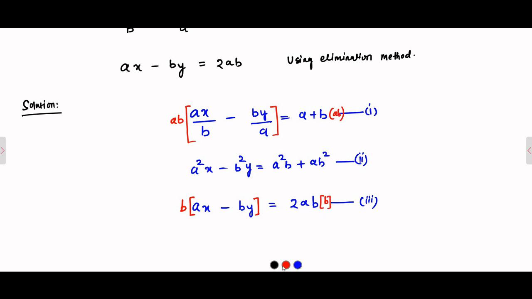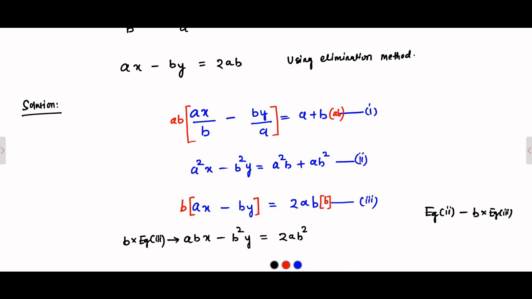So we have abx minus b square y is equal to 2ab square. Okay, this is b into equation 3. Now we have to perform the operation: equation 2 minus b into equation 3.